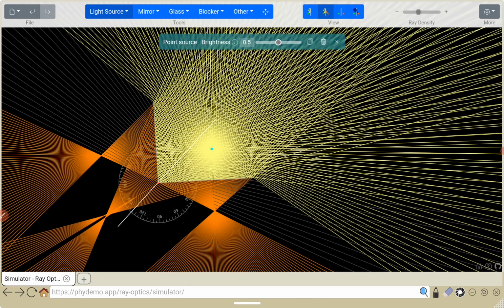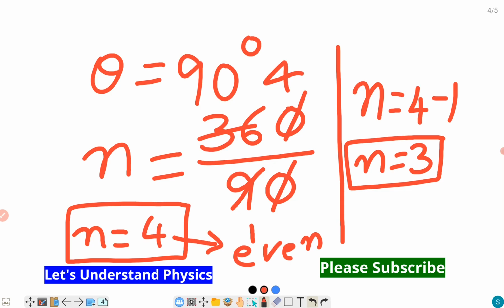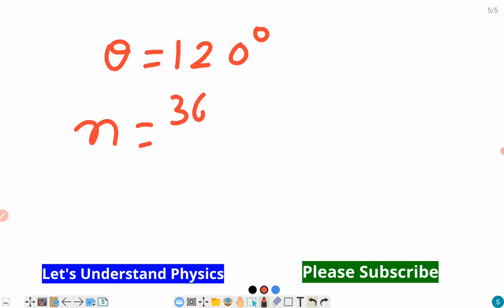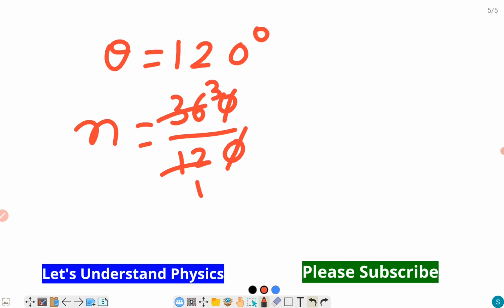Now let me show you for an odd number. Now for an odd number, what will we take? Let us take theta is equal to 120 degrees. Then n is equal to 360 degrees by 120 degrees. That means 12 ones are 12, 12 threes are 36. N is equal to 3. This is odd.